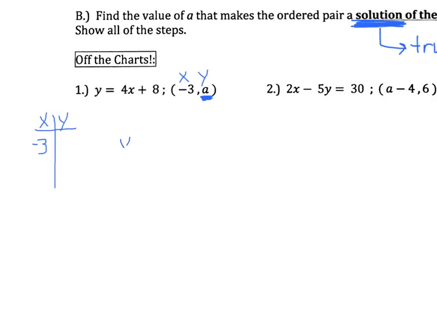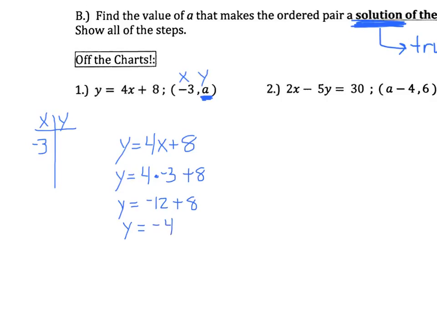So y equals 4x plus 8. I'm just rewriting the problem. So y equals 4 times, because 4 is right next to x, 4 times x, but this time it's -3. So 4 times -3 plus 8. So y equals -12 plus 8. So y equals -4.